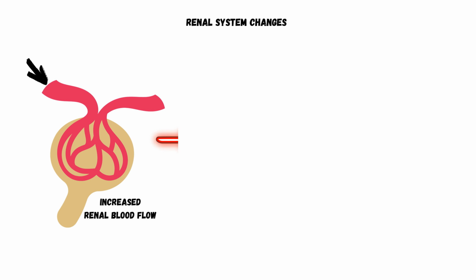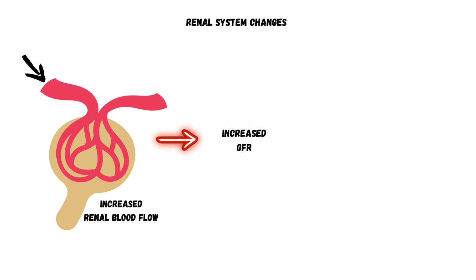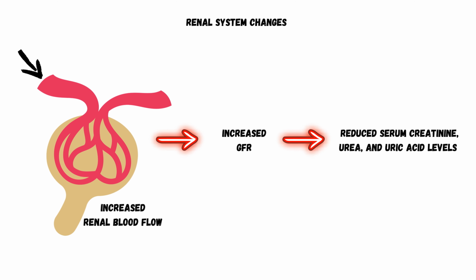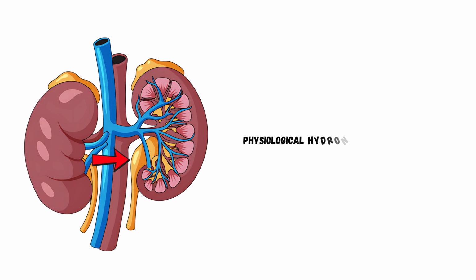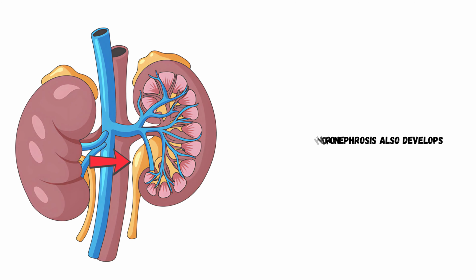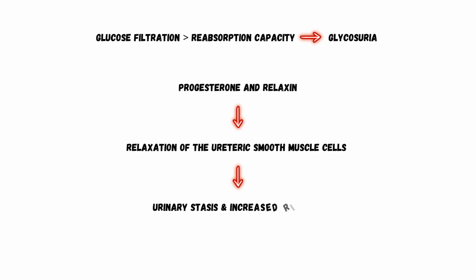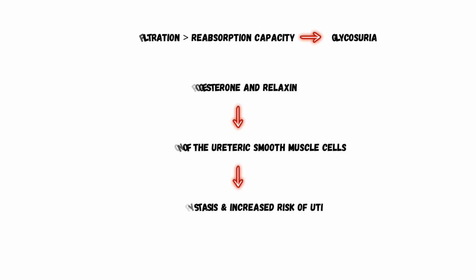Renal system changes include the following. As mentioned above, renal blood flow increases, which causes an increased glomerular filtration rate. Due to this, serum creatinine, urea, and uric acid levels become low. Physiological hydronephrosis also develops. As glucose filtration exceeds the reabsorption capacity, women develop glycosuria. The effects of progesterone and relaxin result in relaxation of the ureteric smooth muscle cells, which leads to urinary stasis and increased risk of urinary tract infections.